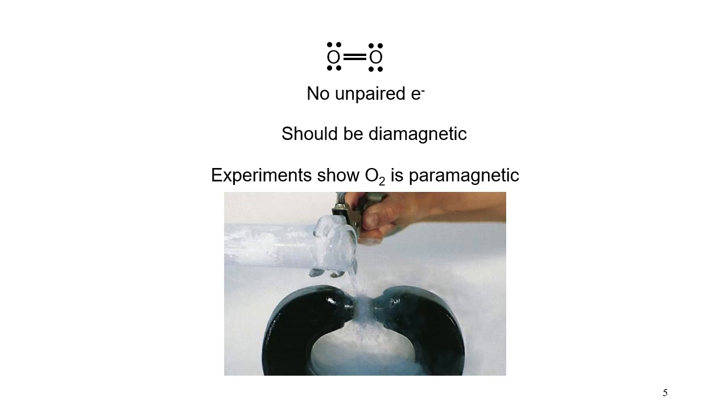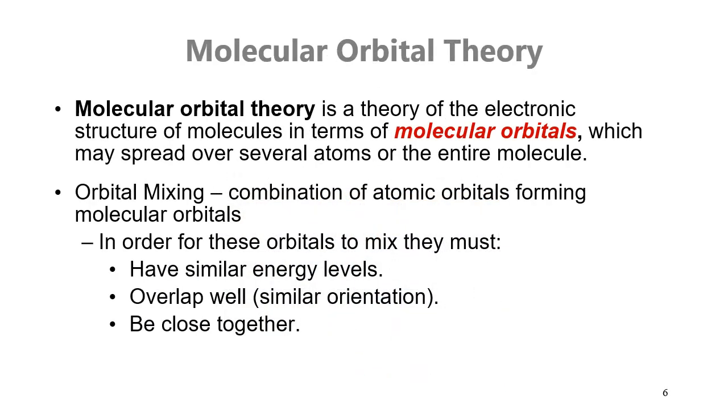This is a chemical structure of oxygen, or O2 gas, with no unpaired electron, and it should be diamagnetic. However, experiment shows that oxygen is paramagnetic. MOT can be used to explain that situation.